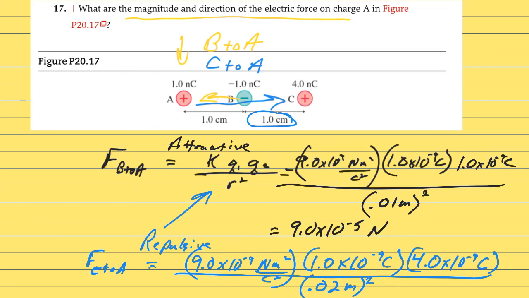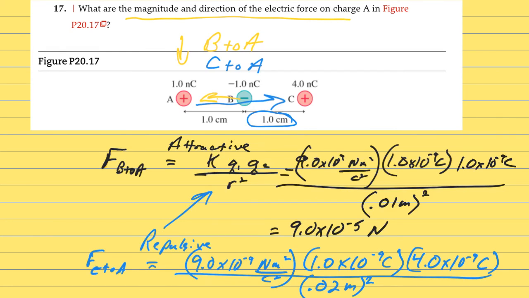And this would equal, throw that in your calculator. Since the distance changed and the charge changed, if you notice this doubled, that got cut in half, it's going to be the same number. 9.0 times 10 to the negative 5 newtons.